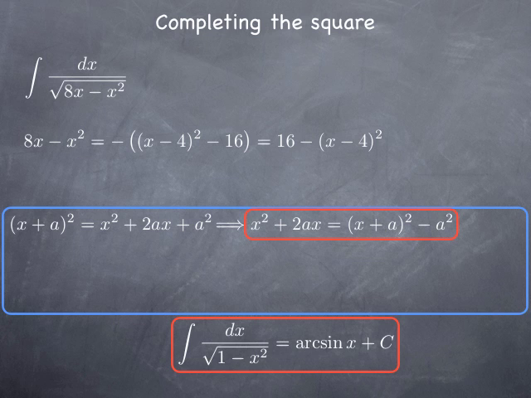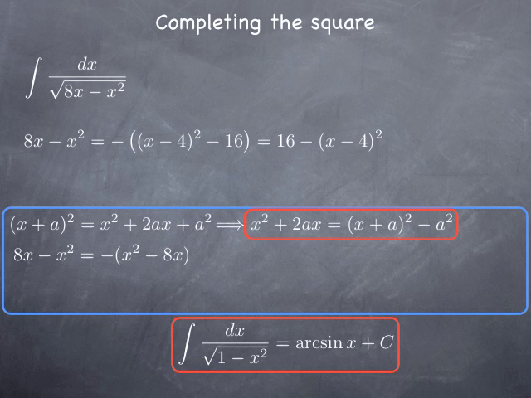So now to complete the square, this is exactly what we do. We have a quadratic function, and we want to replace the x squared term and the x term in terms of a difference of two squares. So the first thing we're going to do is make sure that we have coefficient 1 for x squared. So for instance, in this case, we had 8x minus x squared.